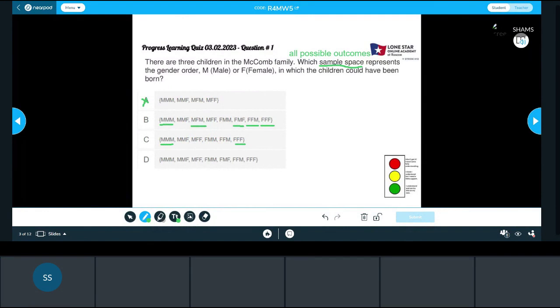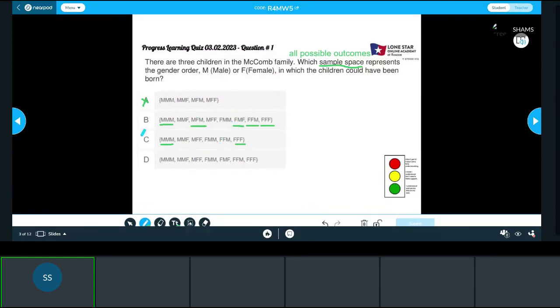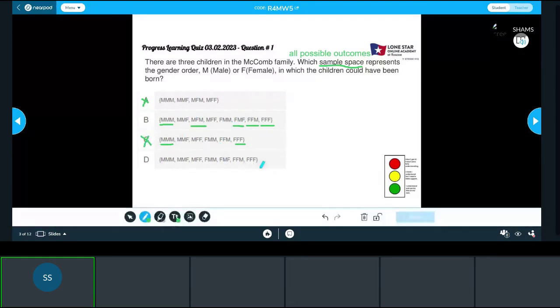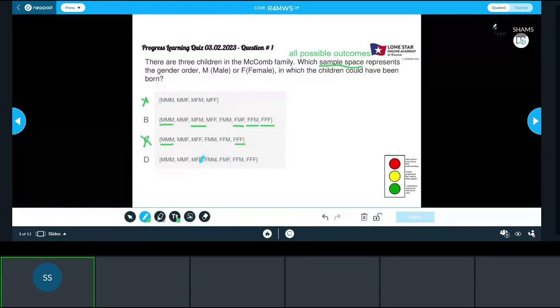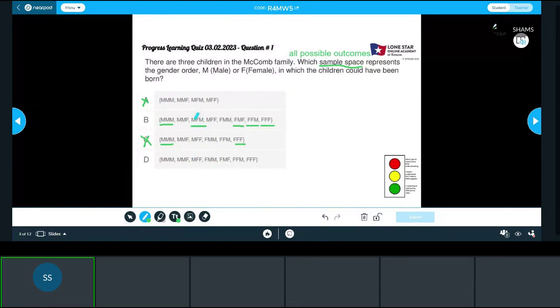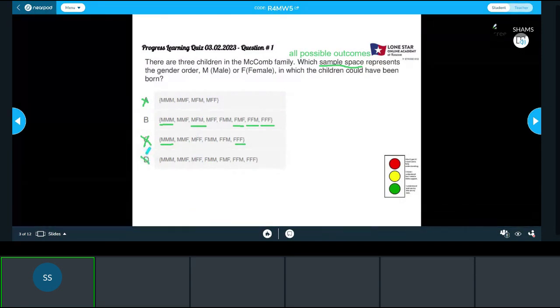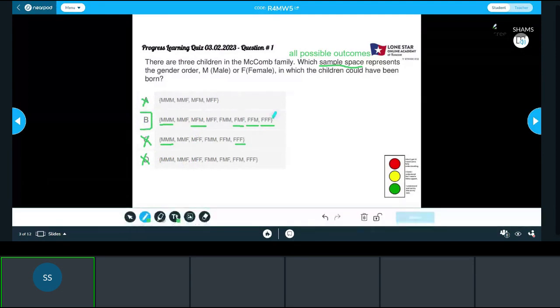The rest kind of looks good, right? And the first and the last child could be females and the middle child could be a male. They didn't list that one out. So there are a few missing in answer choice C. Let's look at D. D seems to be missing some possibilities also. Okay, so D is actually missing that there might be a male first and a male last and a female in the middle. D is also not right. It doesn't list out all the possibilities. B is the only one that lists out all the possibilities of the kids without repeating.